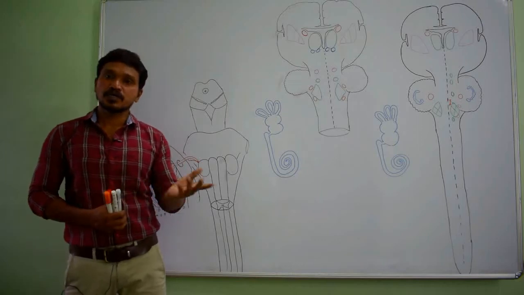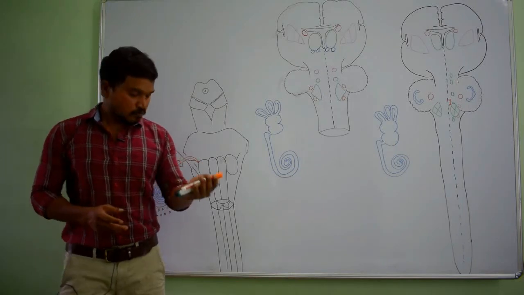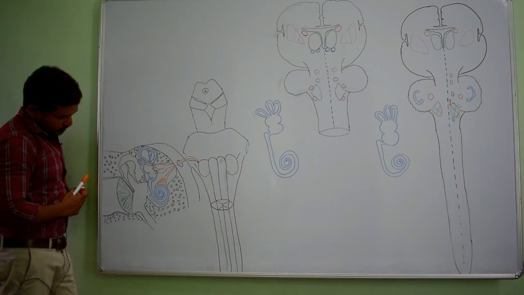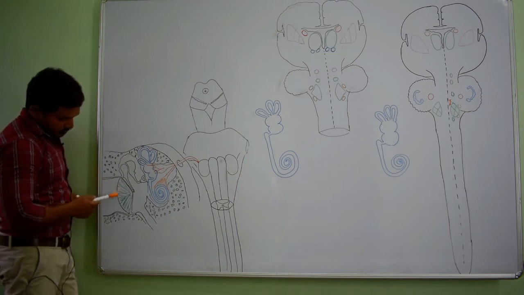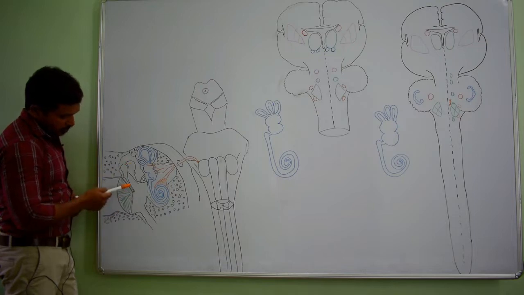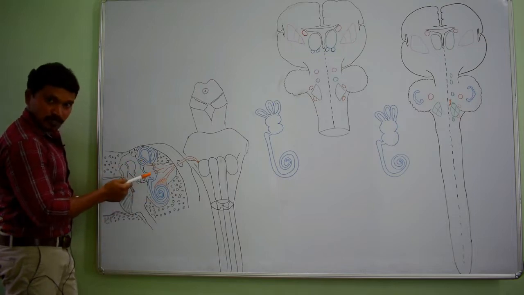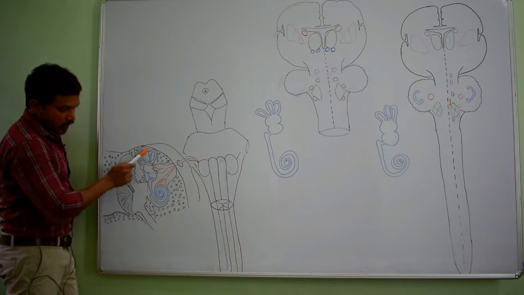In this session, we will discuss the vestibulocochlear nerve. Before discussing, I have drawn some structures. Let me introduce those. This is the external ear. This is the tympanic membrane. Here is the middle ear cavity, and here is the inner ear. The inner ear has a cochlear part and a vestibular part.